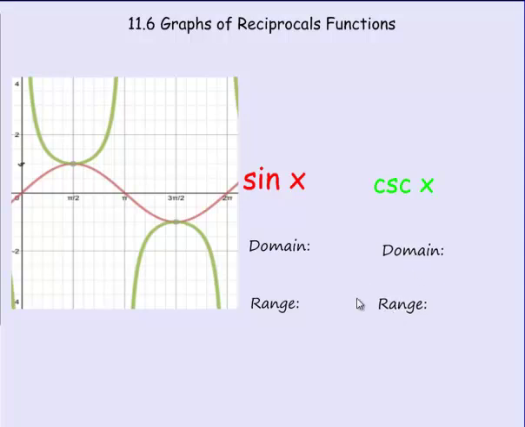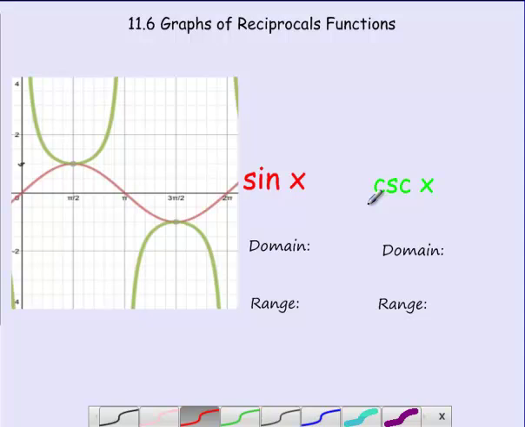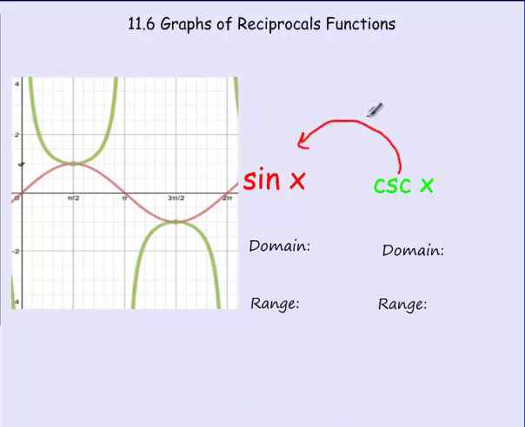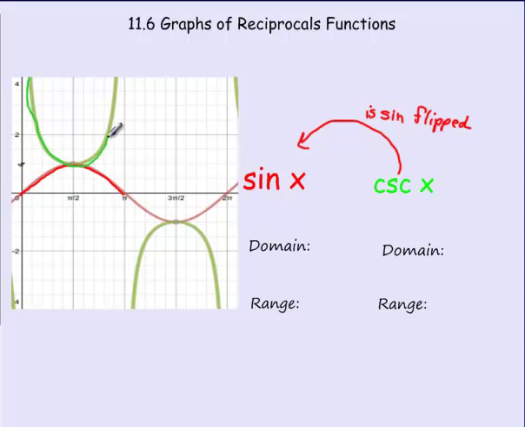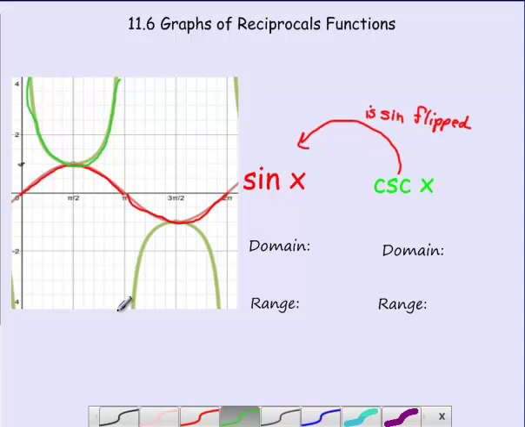So if we remember, cosecant is sine flipped. And this is why I teach sine as a hill and a valley. Because look right here. If sine is a hill, when you flip a hill, it becomes a valley. And when sine is a valley, when you flip a valley, it becomes a hill.